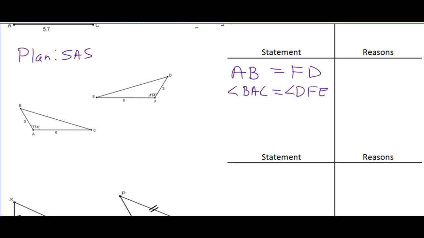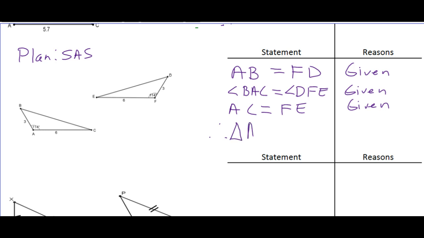And what other sides are the same? So we got AB, so AC. So AC goes from the 114 degree angle out, and FE goes from the 114 degree angle out. Okay, reasons, these are given, right? They're all given. Therefore, triangle, so I'm going to name it ABC, is congruent to triangle. Now I have to name this properly, so what's the name?